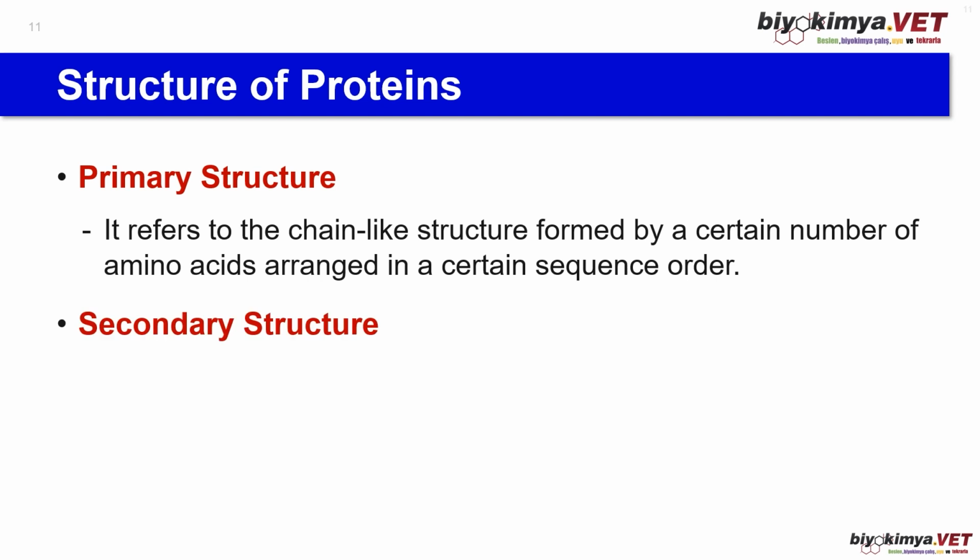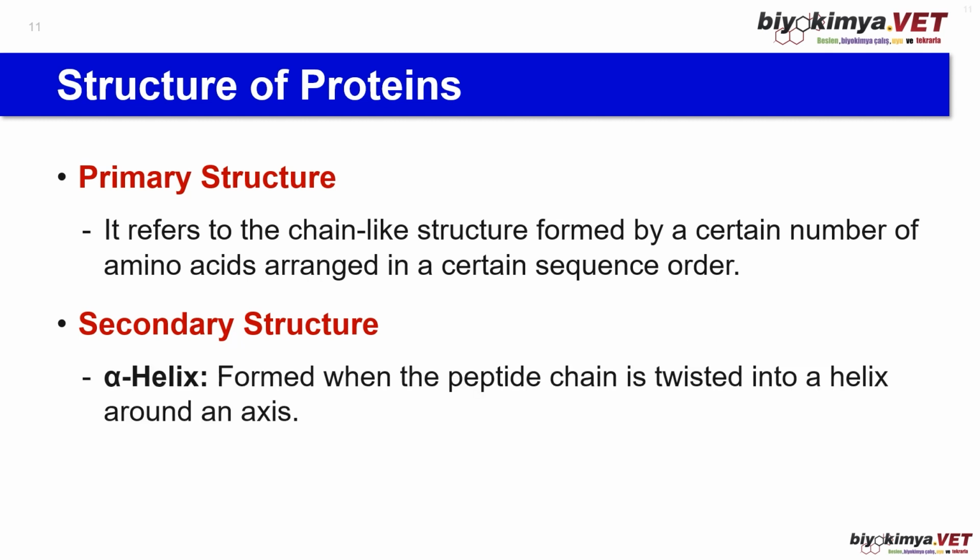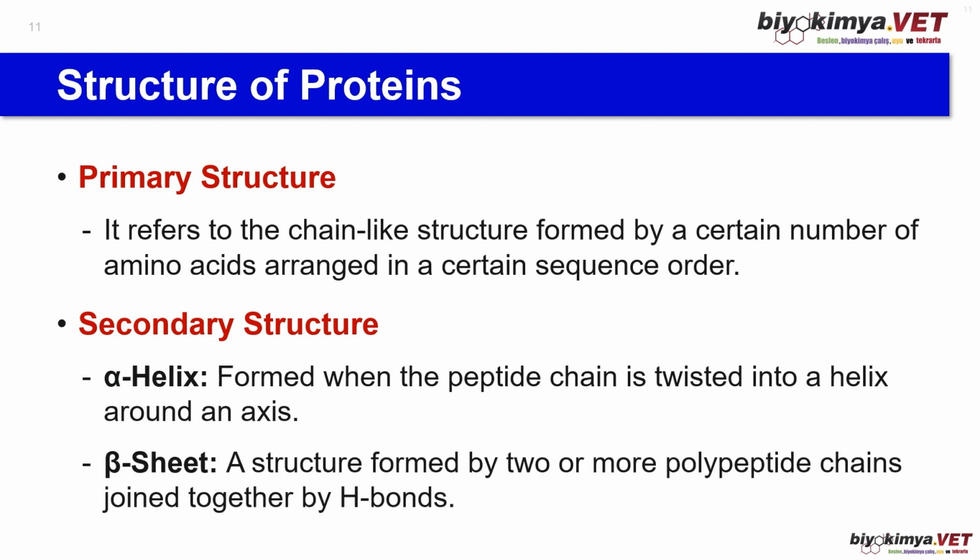Secondary structure refers to particularly stable arrangements of amino acid residues that lead to recurrent structural patterns. Alpha helix, formed when the peptide chain is twisted into a helix around an axis. Beta sheet, a structure formed by two or more polypeptide chains joined together by hydrogen bonds. Also, there are other ones such as beta turn.